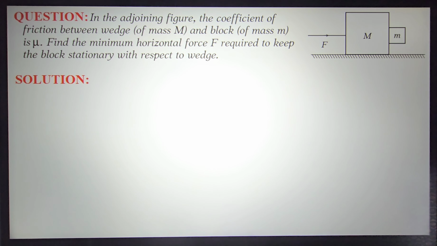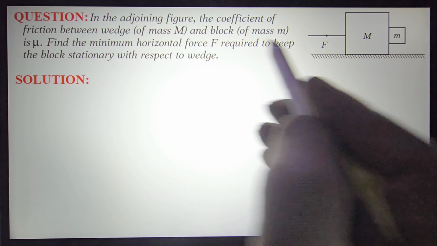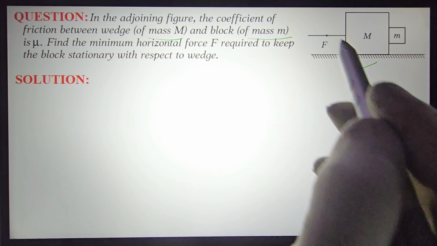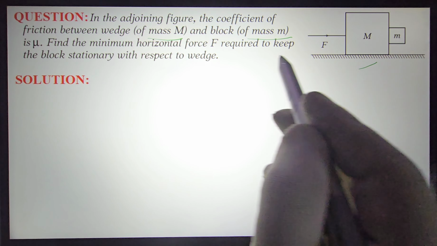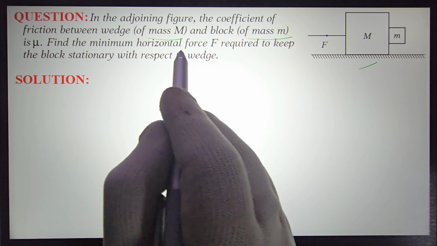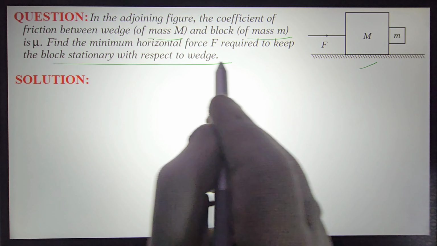Now see friends, there is another good question which is like this. In this particular diagram, the coefficient of friction between the wedge of mass M and the block of mass small m is mu. Okay, there are two things, one is the wedge, another is the block. The friction between the two is mu. Find the minimum horizontal force required to keep the block stationary with respect to the wedge.